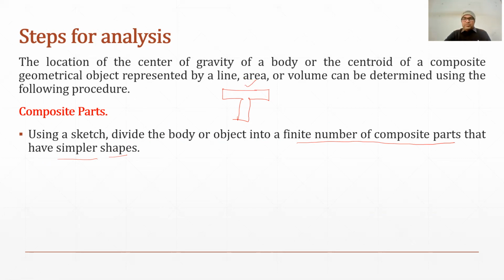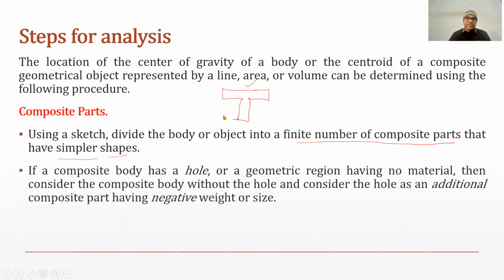So then next what we do is, suppose there is a hole in the body, or a hole in the geometric region of an area. Then we consider the composite body of that hole also, we calculate the weight or area of that hole, and we consider this as a negative.